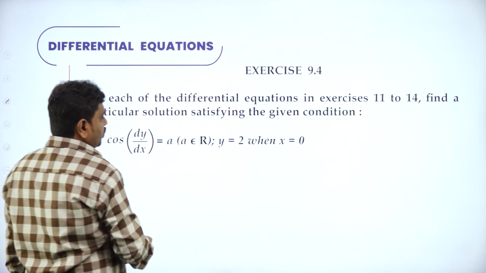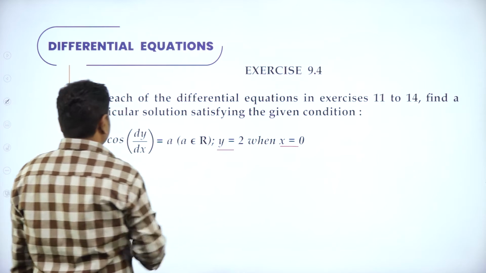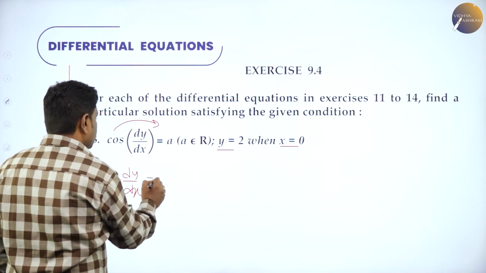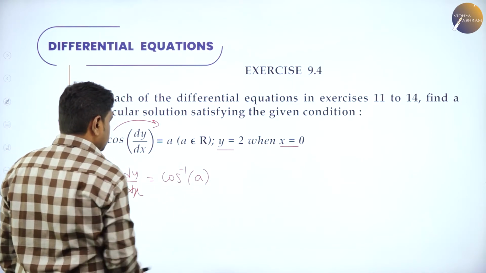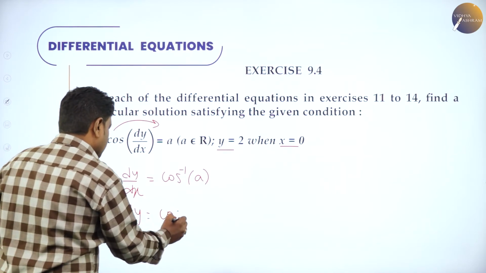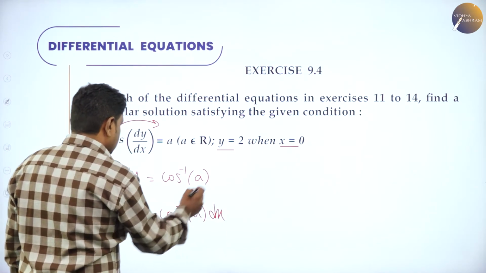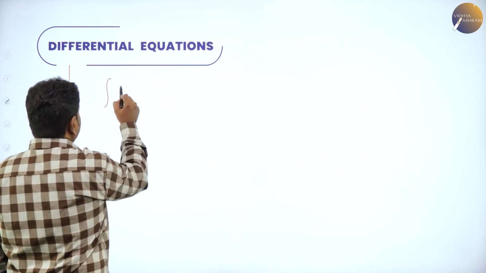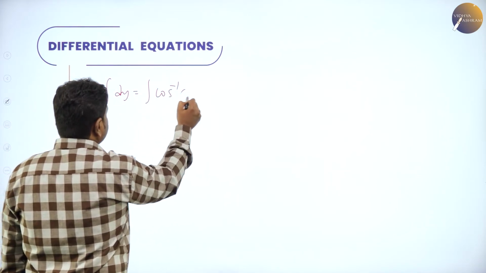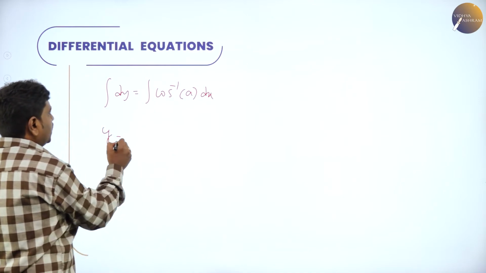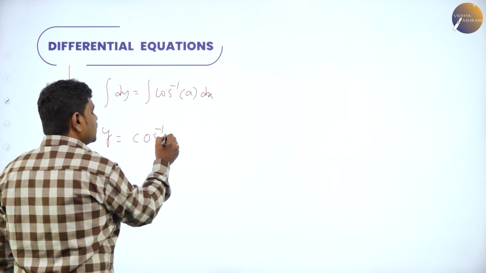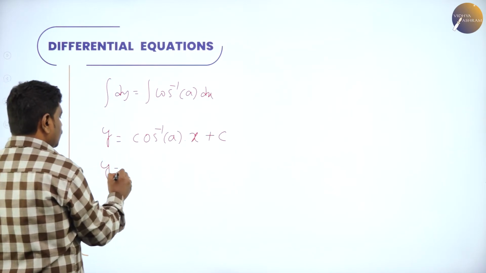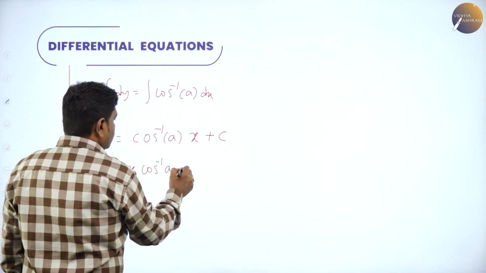Next problem: cos of dy by dx equal to a, at y equal to 2, x is 0, find the particular solution. See, now transfer cos to RHS. So what is dy by dx? Dy by dx is cos inverse of a. And what is dy? Cos inverse of a into dx. Now it is integrable, integrate both sides. Integration of dy is equal to integration of cos inverse a into dx. Integration of dy is y, integration of cos inverse a is cos inverse a into x plus c. So y is equal to x into cos inverse a plus c.